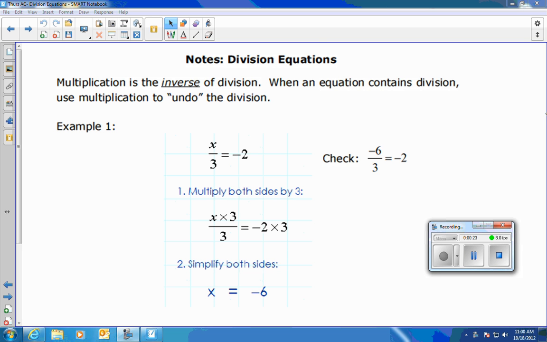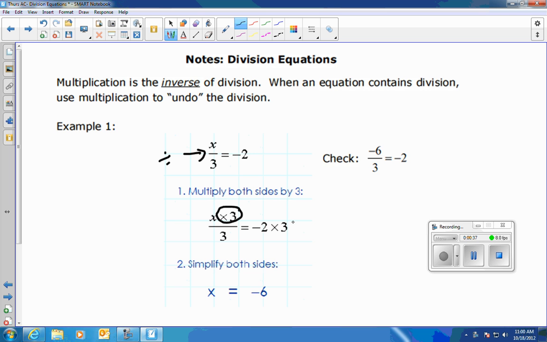For example, please remember that a fraction bar is a sign for division. So this says x divided by 3 equals -2. To undo division, we multiply both sides by 3. So what happens is this divide 3 and this multiply 3 cancel each other out. They undo each other so that you get x equals -6.